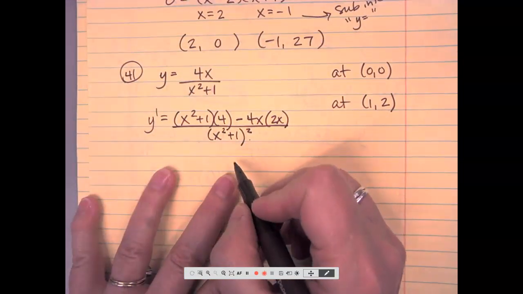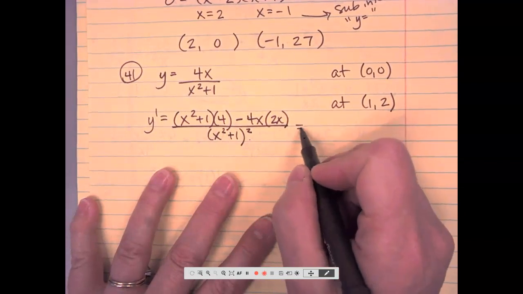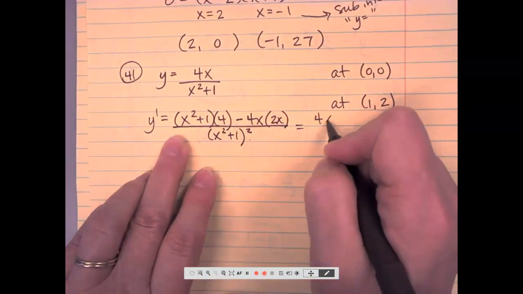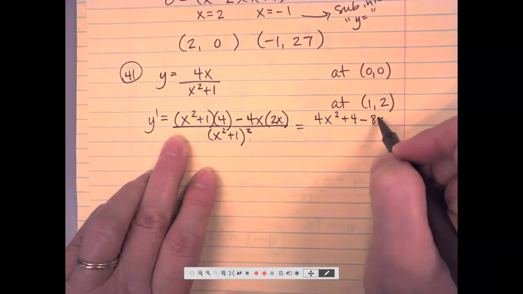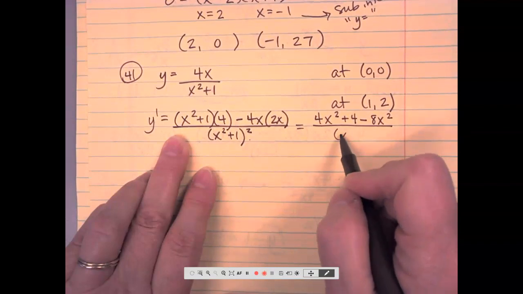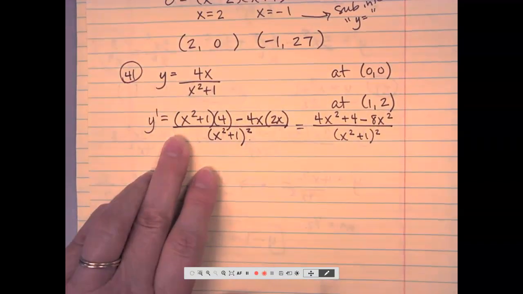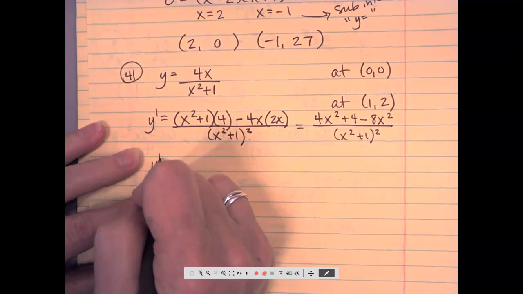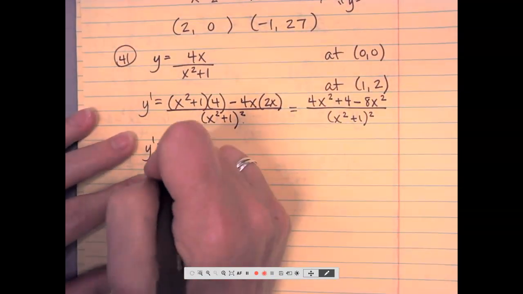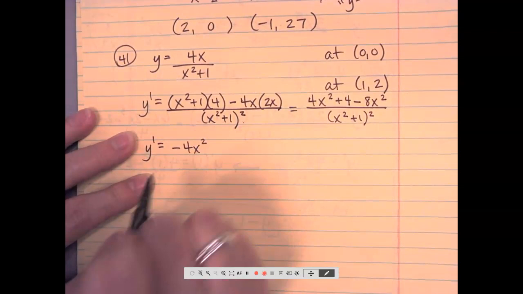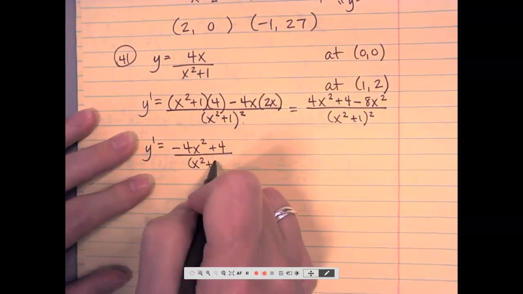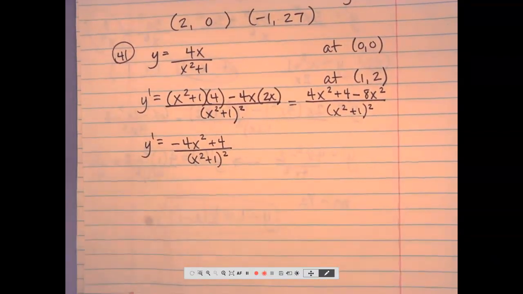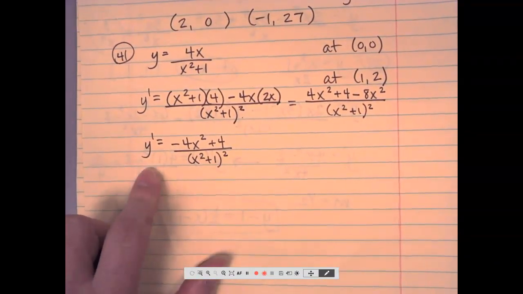Okay, I'm not going to square the bottom. I'll just sub those numbers in without squaring, but I think I will clean this up a little bit. 4x squared plus 4 minus 8x squared over (x squared plus 1) squared. Okay, so y prime is negative 4x squared plus 4 over (x squared plus 1) quantity squared. Okay, so that is an equation that I can use to find the slope anywhere on that curve.